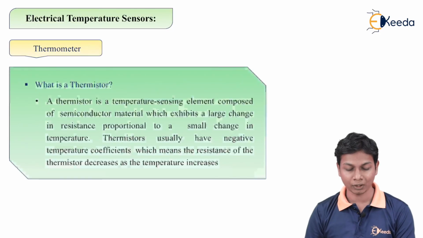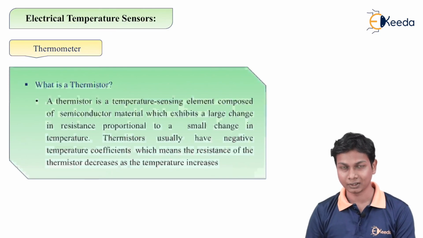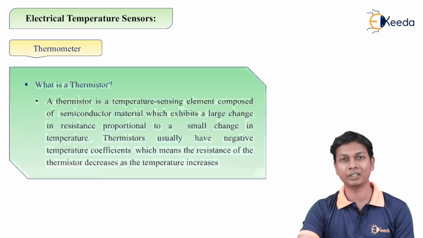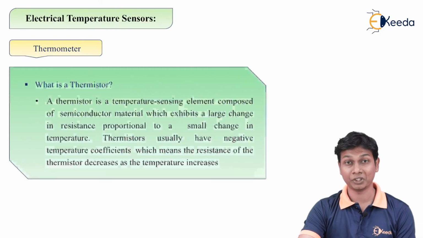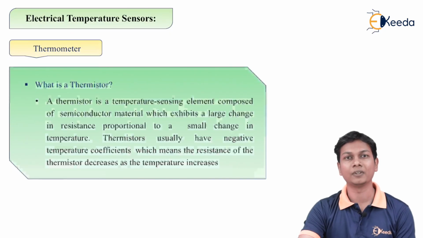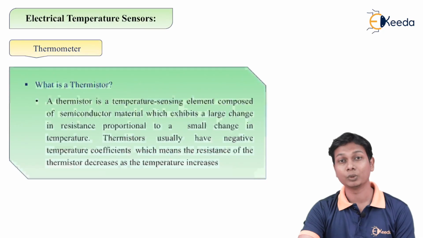Thermistors usually have a negative temperature coefficient, which means the resistance of the thermistor decreases as the temperature increases. So the resistance inside these devices is correlated with the temperature, but it is inversely proportional. As the temperature of the ambient environment increases, the resistance of the device decreases. That means the resistance of the device is inversely proportional to the increasing temperature.